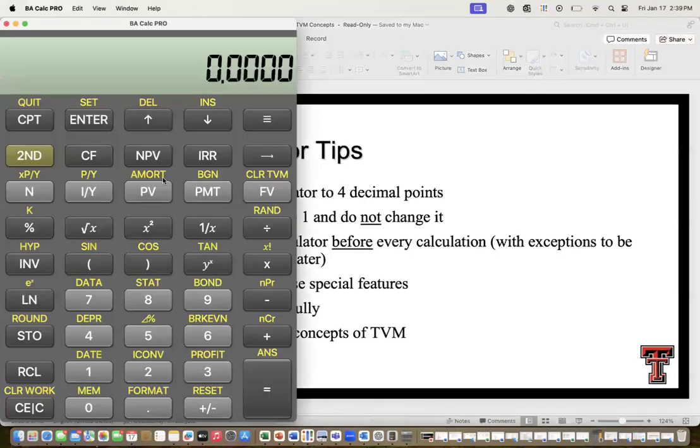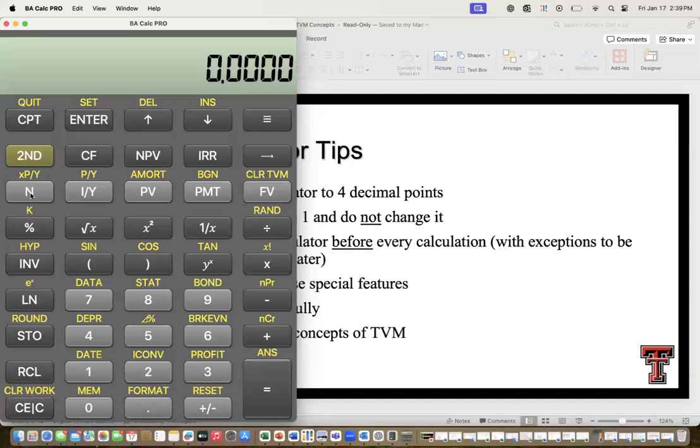And let's talk about some of these functions. So you notice on your syllabus that the BA2 Plus Texas Instruments calculator is what is required for the course. It's also what's going to be required for future courses in the program. And so it's going to be great to learn this on the front side.